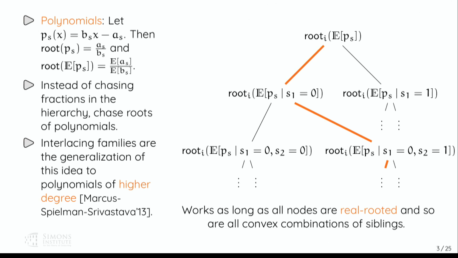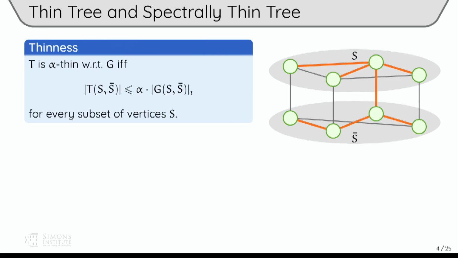So we are going to use this method to prove some things about the combinatorial conjecture. Let me tell you about the combinatorial conjecture. The conjecture is very simple to state. You have a graph G. What you want to find is a tree which is thin with respect to the graph.